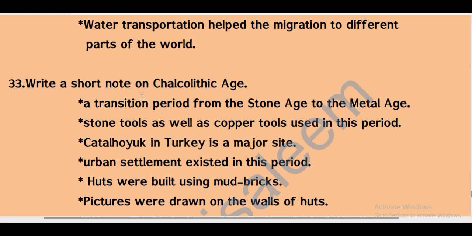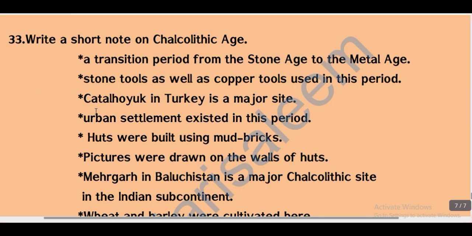Write a short note on Chalcolithic age. A transition period from the Stone Age to the Metal Age. Stone tools as well as copper tools used in this period. Çatalhöyük in Turkey is a major site. Urban settlement existed in this period. Huts were built using mud bricks. Pictures were drawn on the walls of huts.